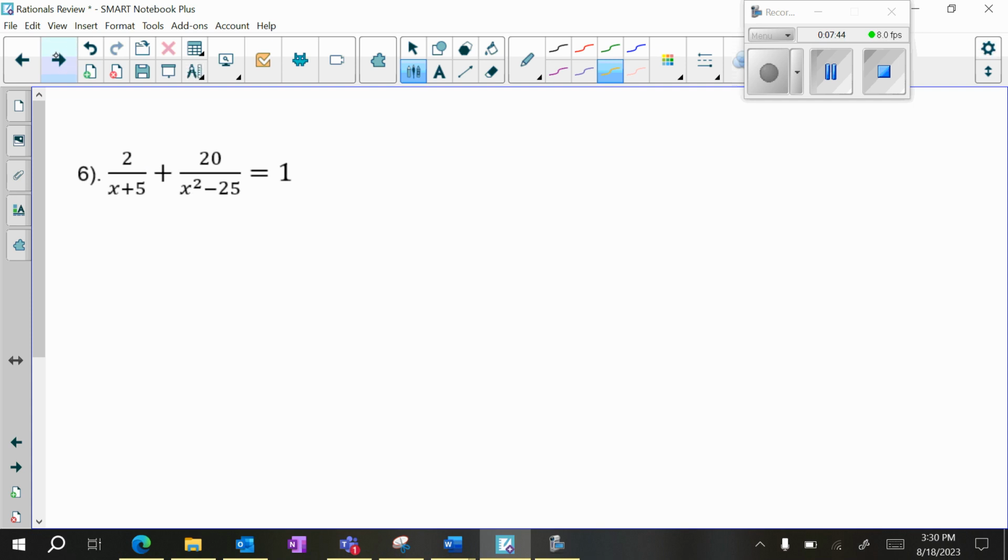Last question, number 6, we're going to multiply by an LCD and use that method to solve here. So the first thing is I'm going to rewrite my binomial, difference of two perfect squares, as x minus 5, x plus 5, which is actually going to be my LCD. So when you solve using the LCD method, you are going to multiply every single piece of the equation by the entire LCD, not by what's missing.